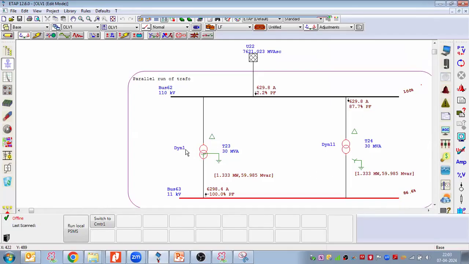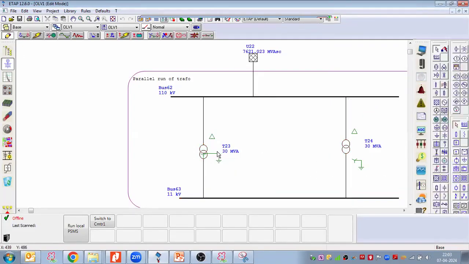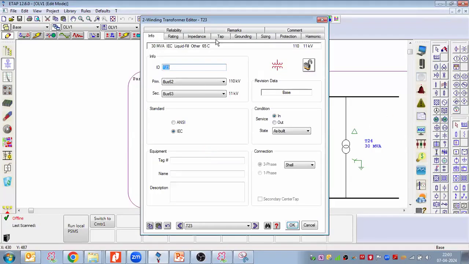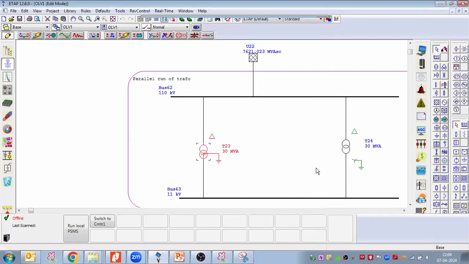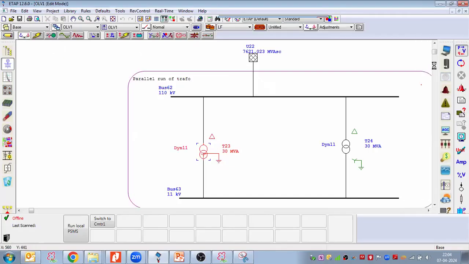Here, this vector configuration is not identical. Here if we check grounding, here we have used Dyn1, angle 30 degrees. HV leads LV. That's fine. Here it is minus 30, so Dyn11. ETAP is taking it differently here; HV leads LV, now with a minus 30 angle. So running both in parallel.